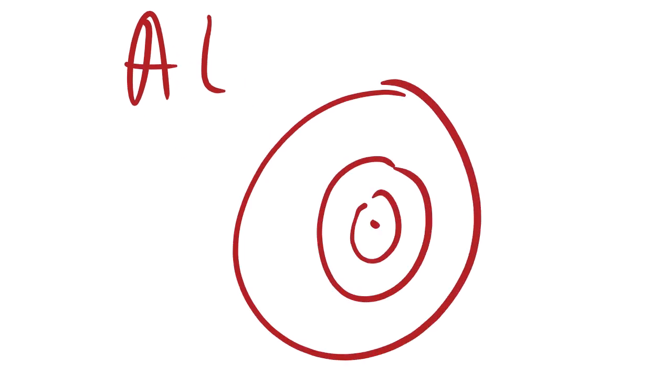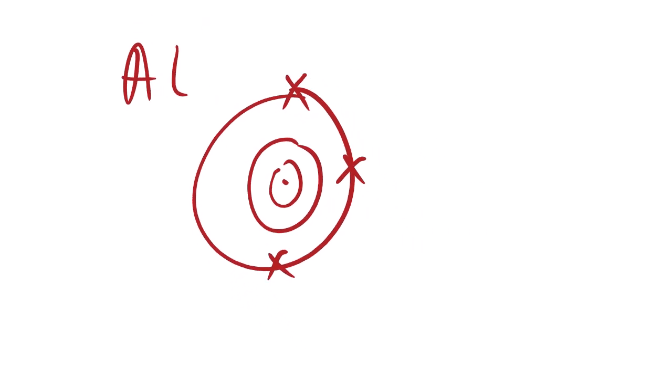Like for example, let me give an example with aluminium. Let me just draw the outermost shell. Let's say this is the shell. The outermost shell of aluminium has three electrons. We know an atom always tends to have a complete outermost shell, a shell that has the complete number of electrons in the outermost shell.